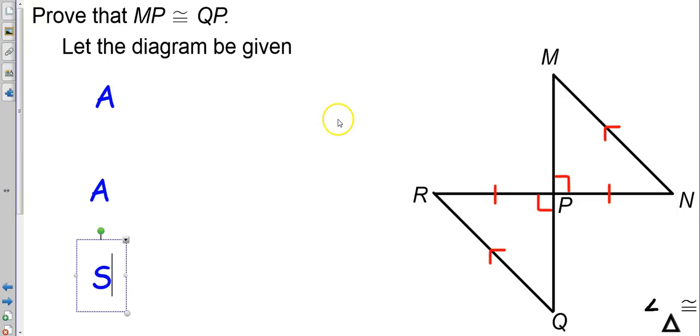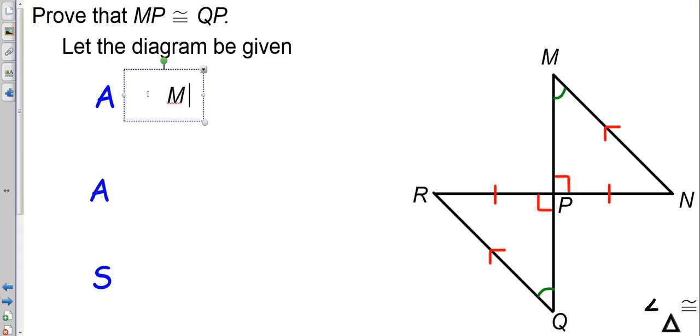All right, our first angle argument is going to come from these parallel lines here. We've got two lines that are parallel, RQ and MN, and we know that if we have two parallel lines cut by a transversal, it creates a bunch of relationships. One of those relationships is that alternate interior angles have the same measure. So those two, angle Q and angle M, are alternate interior angles and therefore are congruent. That's the argument that I'm going to give.